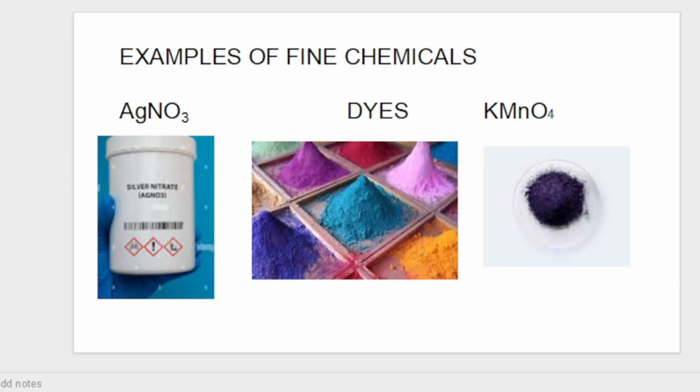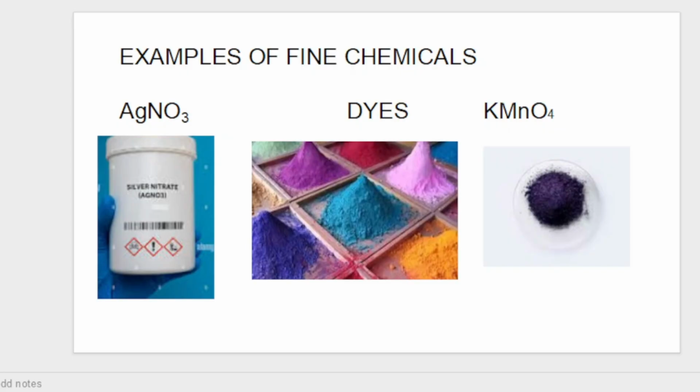Now, let's look at examples of fine chemicals. Examples of fine chemicals include silver nitrates, that is AgNO3, dyes, potassium permanganate, that is potassium tetraoxomanganate 7. These are examples of fine chemicals. They are produced in very small quantities. They are expensive, and they are produced for specific purposes like chemical analysis in the laboratory, like dyes, and also they are used in the manufacture of drugs.